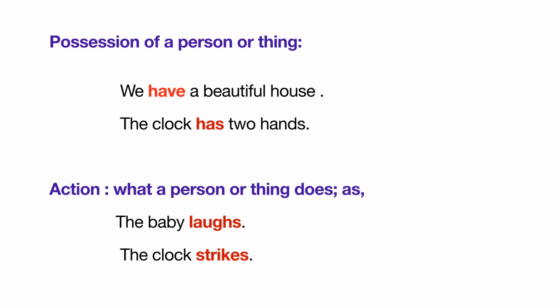Next are action verbs or doing verbs. What a person or thing does, as the baby laughs and the clock strikes. Laughs and strikes both are action verbs. Laughs tells us what the baby does and strikes tells us what the clock does. She laughs and the clock strikes. So such doing words or action words are called verbs.